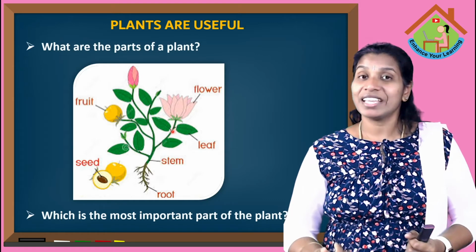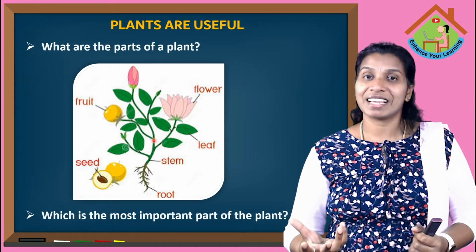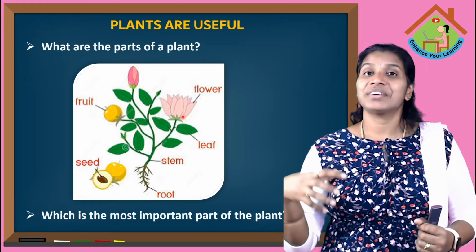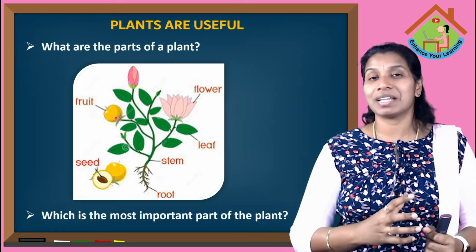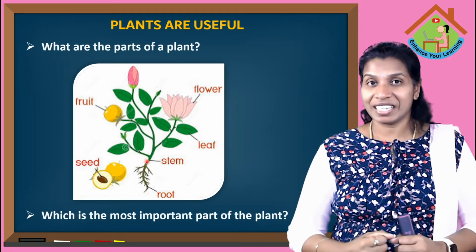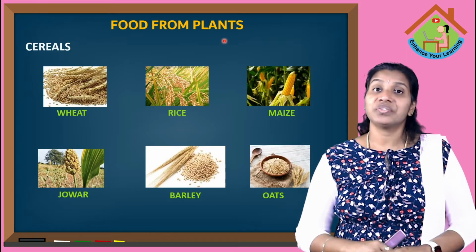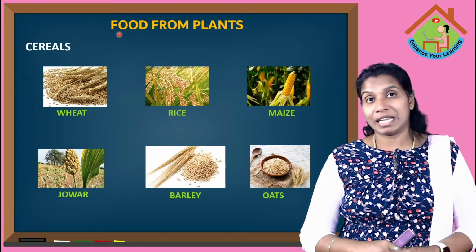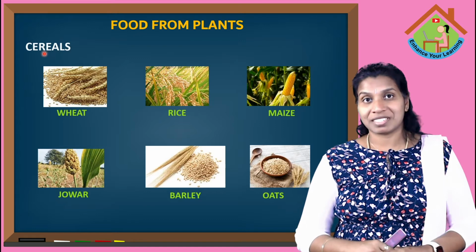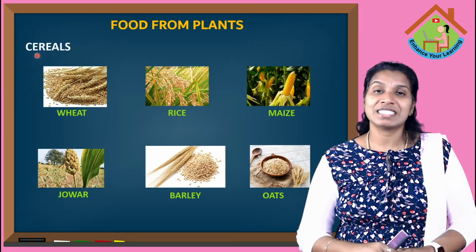That is why we are eating all the parts of the plants, right? We are eating the root of the plant, the stem of the plant, flowers of the plant, fruit of the plant, seed of the plant. That we will discuss in detail. Okay? Food from plants. We are getting different kinds of food from plants like cereals, pulses, vegetables, fruits, nuts, etc. Right? So what do you mean by cereals?